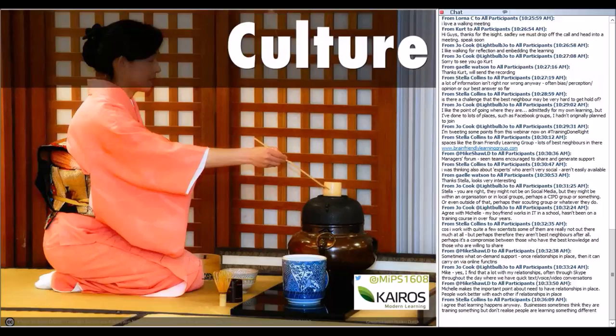So is there anything else, Gail, in the chat that's being picked up on? Mike says that he's thinking you make a very important point, the need to have a relationship in place. People work better with each other if there is a relationship in place. So yeah, that comes down to trust, Mike. And many organisations don't necessarily have an open trust culture.